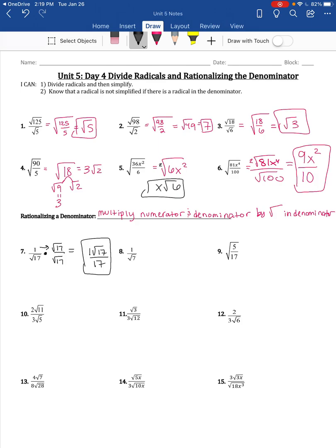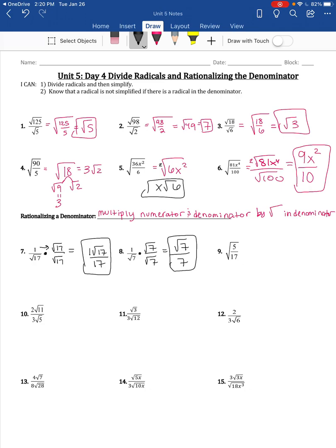Same thing on number 8, we have 1 over rad 7. It's not okay to have a radical in your denominator, so we're going to rationalize by multiplying by the radical on top and bottom. So 1 times rad 7 is just 1 rad 7 or rad 7, and then rad 7 times rad 7 is the whole number 7. And again, that can't be simplified, so you are done.